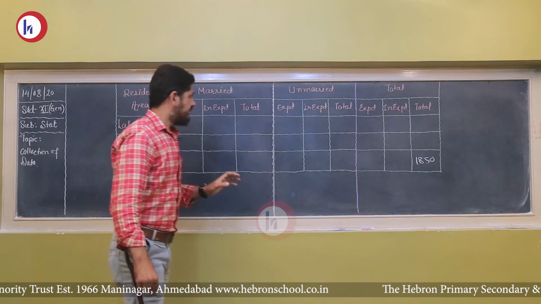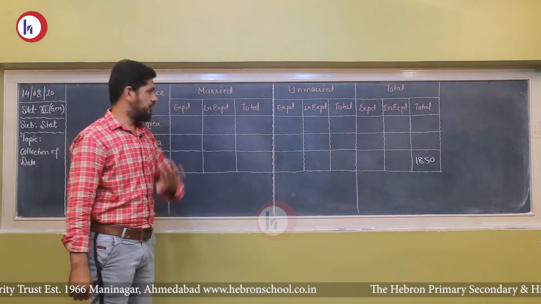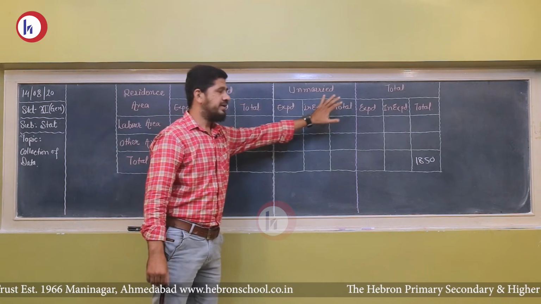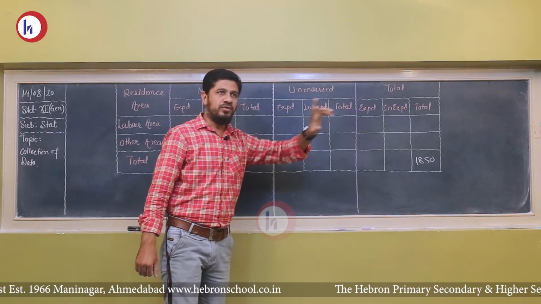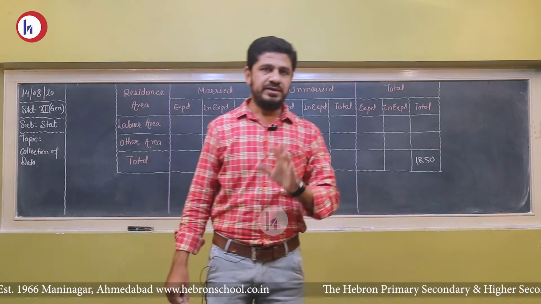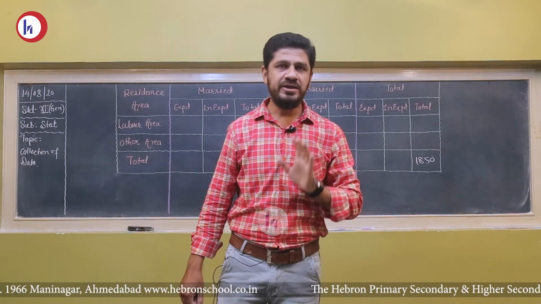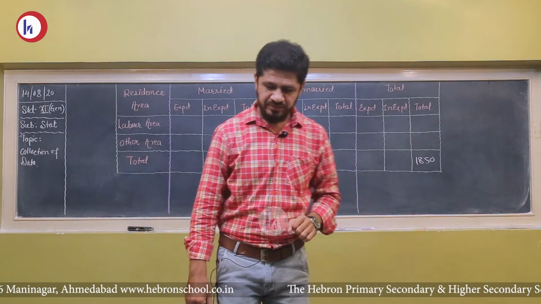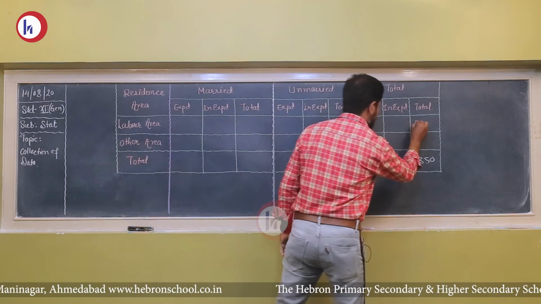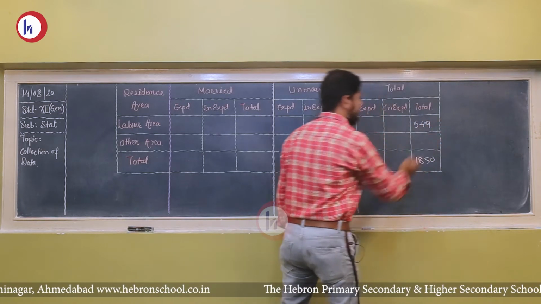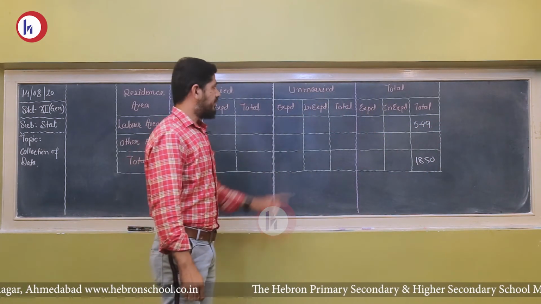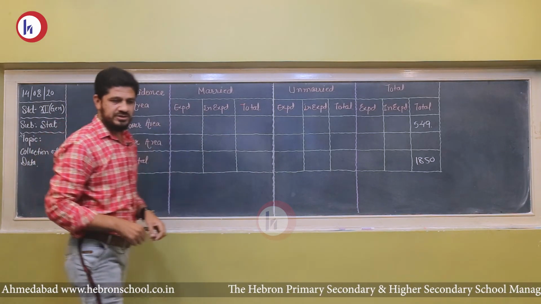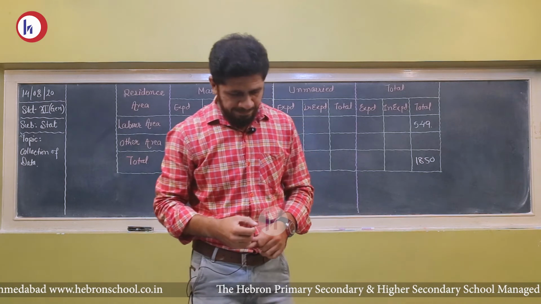You can see that I made 3 groups, one for married, one for unmarried, and one for total. Now 549, it is not mentioned whether they are married or unmarried. So we will record it in the last column, the total. 549, the number of women who live in labor area. It is the sum of all the women. Next one.